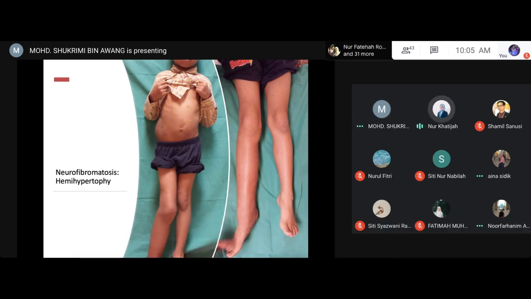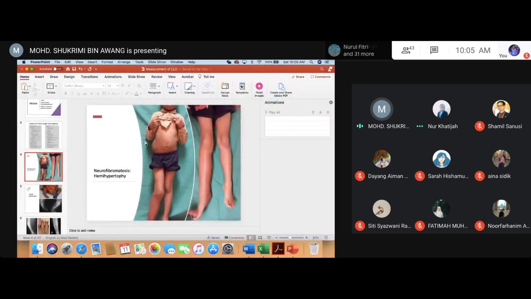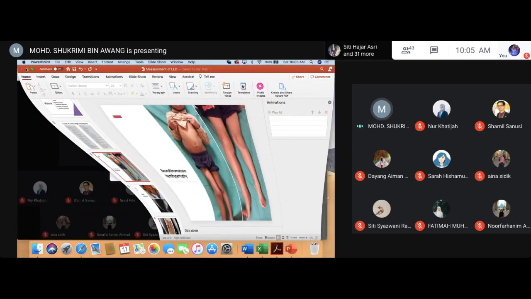Right side. Okay, right side. What happened to the right lower limb? If I ask you to describe this picture, what do you notice? Anyone, can you describe the finding? I think somebody try to join me. Wait, let me see.